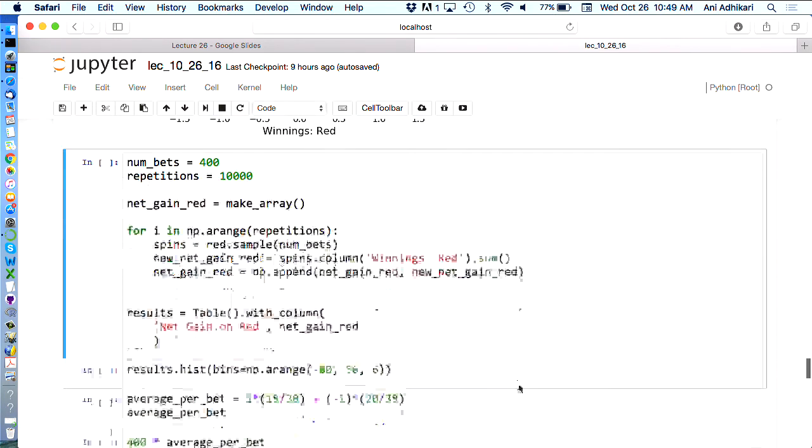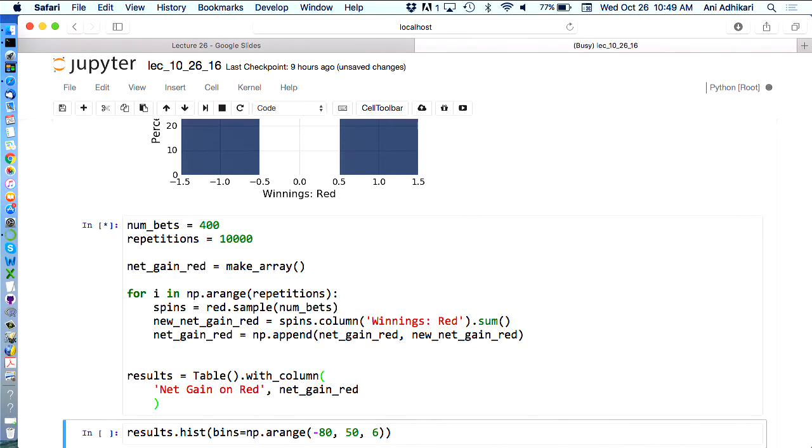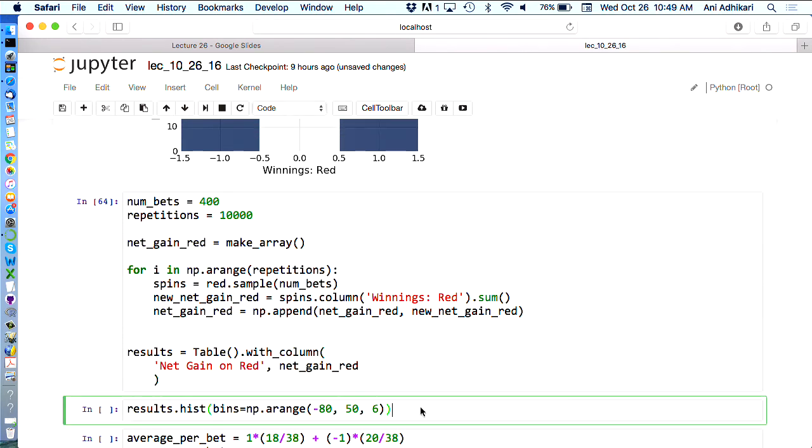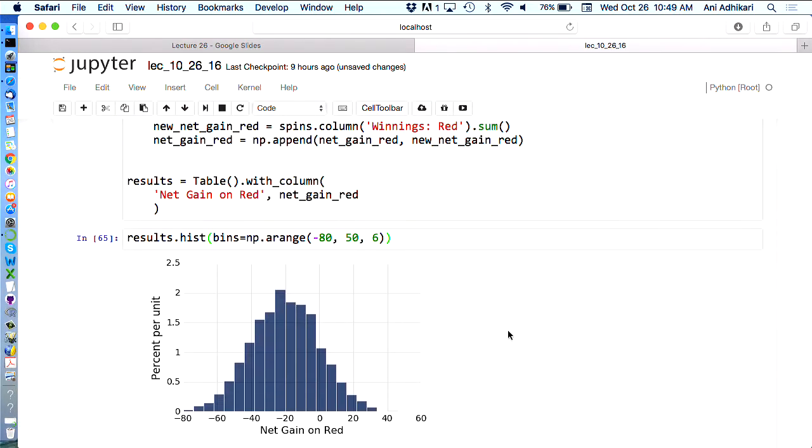Okay, I'm going to run this thing. And while it's running, you can ask me any questions that you have. If it seems we've done this before, that's exactly how it's supposed to seem. Okay, we're done. And this is what the distribution looks like. You see a familiar curve?